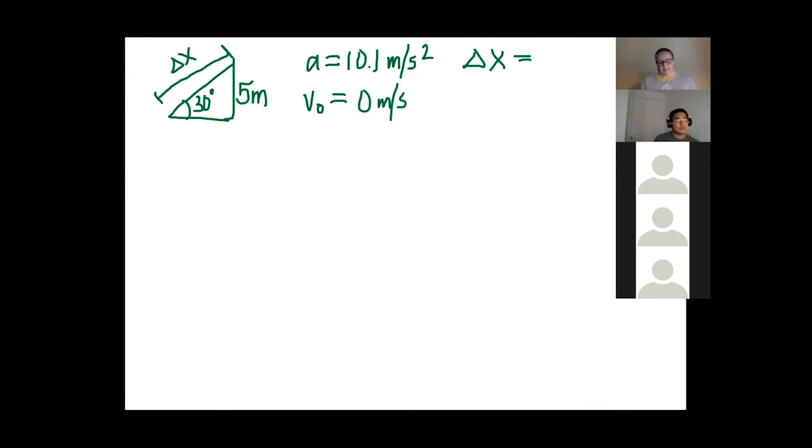So delta x in this situation would be equal, if we use our trig rules, to 5 meters over the sine of 30 degrees. So that's our trig rules. Can we use our kinematic equations from here, and which kinematic equation do you think it would make sense to use?